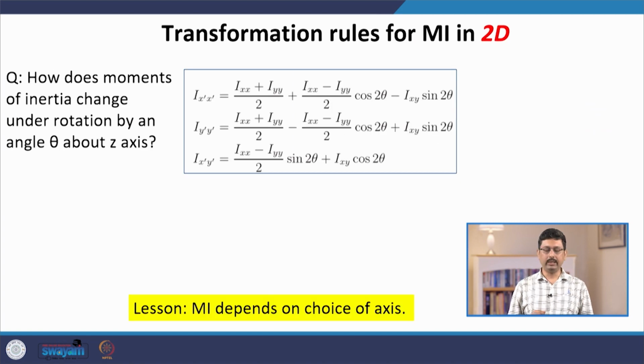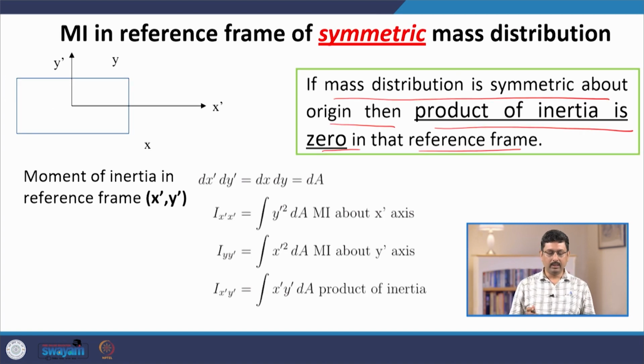So, what we need is that here, suppose in this case it is easy to guess what is this axis of symmetry, the choice of axis for which the mass distribution is symmetric. But suppose we have some complicated shape of the object, so that it is not easy to guess what is the axis, the choice of axis about which the mass distribution will be symmetric.